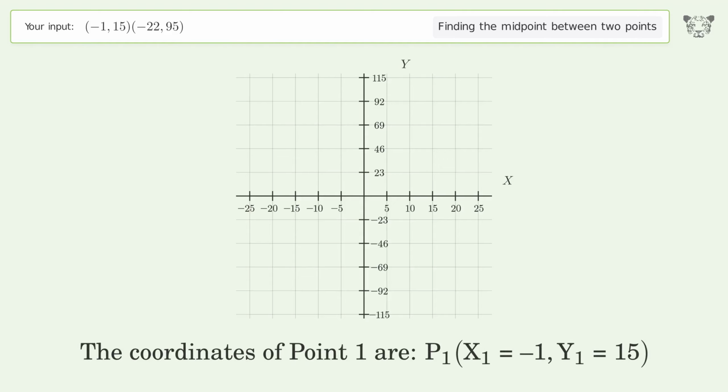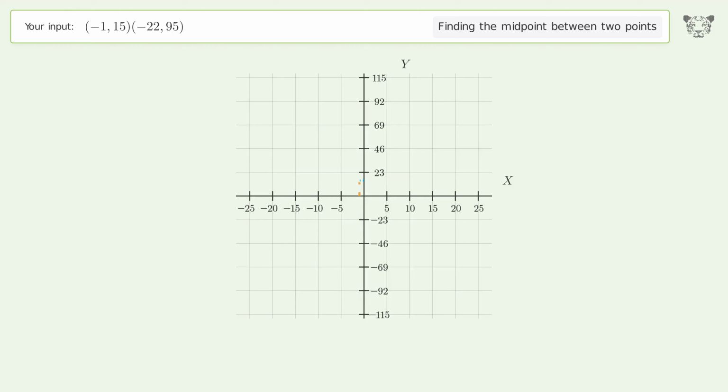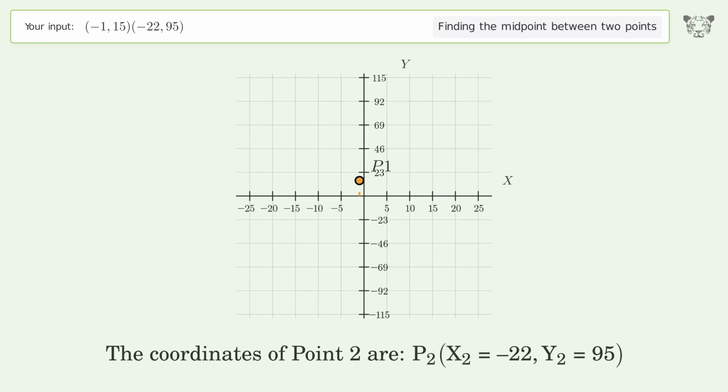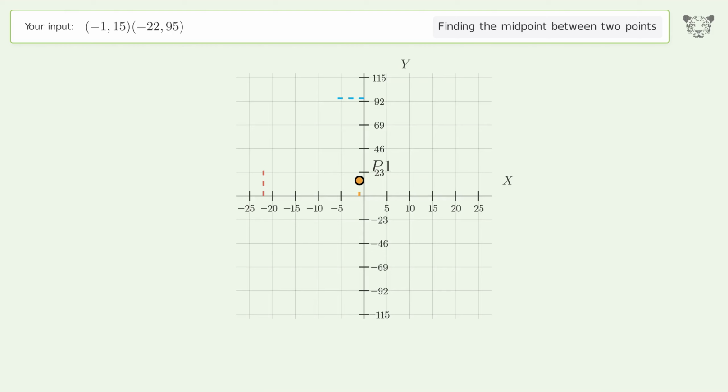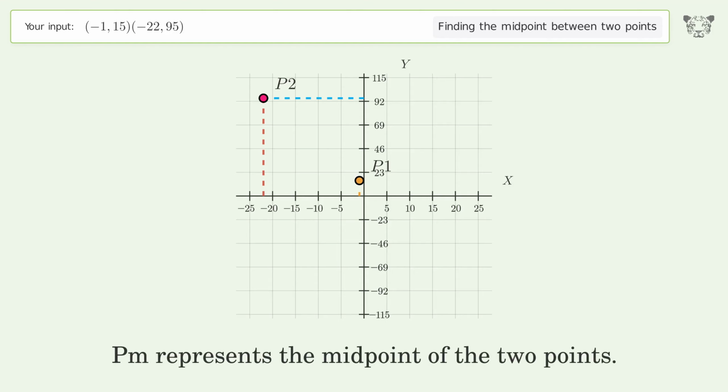The coordinates of point 1 are, x1 equals negative 1, y1 equals 15. The coordinates of point 2 are, x2 equals negative 22, y2 equals 95. PM represents the midpoint of the 2 points.